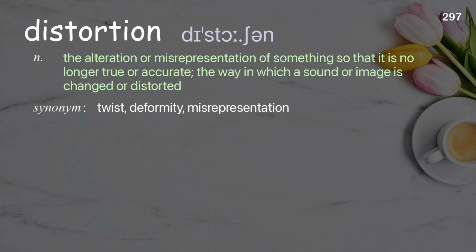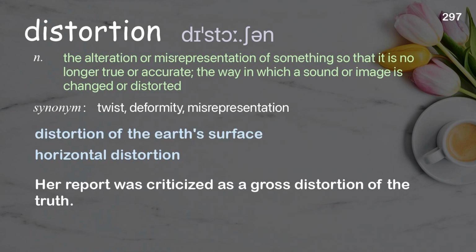Distortion. The alteration or misrepresentation of something so that it is no longer true or accurate, the way in which a sound or image is changed or distorted. Examples: Distortion of the Earth's surface. Horizontal distortion. Her report was criticized as a gross distortion of the truth.